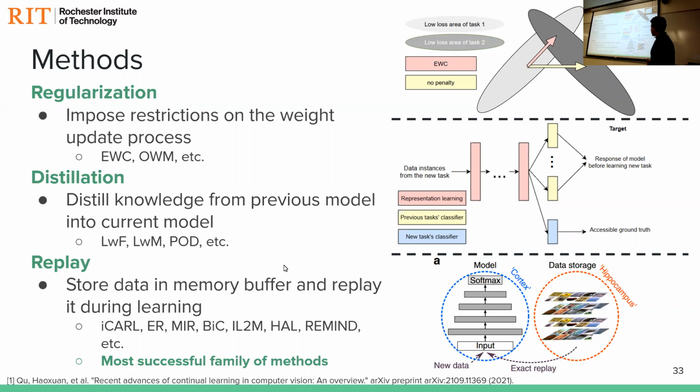Another way is distillation, where you distill the knowledge from the previous model into the current model. That means that when I am training a network, if I have a new task that I need to learn, I will keep a copy of my classifier on the previous task.